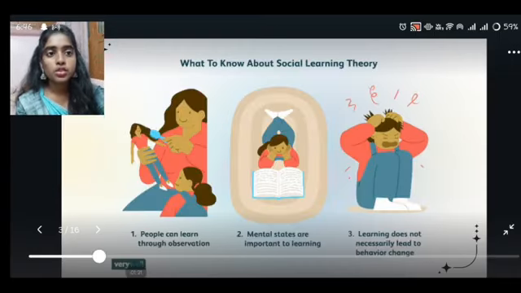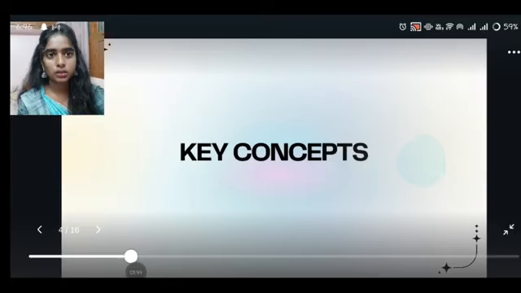What to know about social learning theory? There are three main things: people can learn through observation, mental states are important to learning, and learning does not necessarily lead to behavior change.